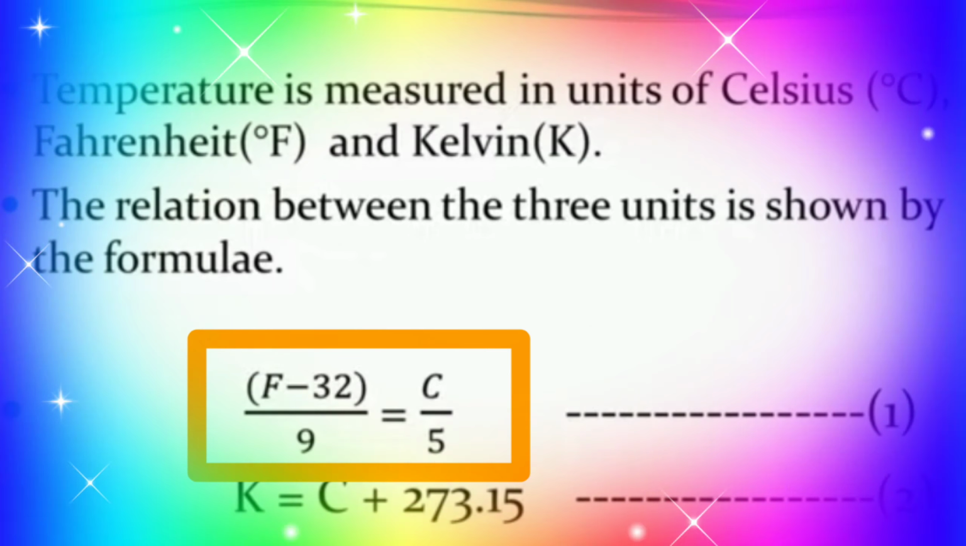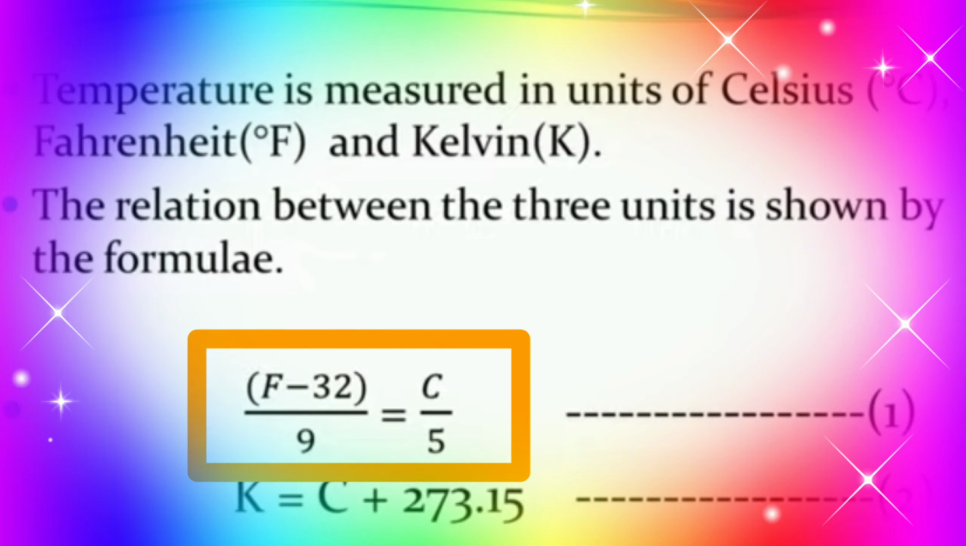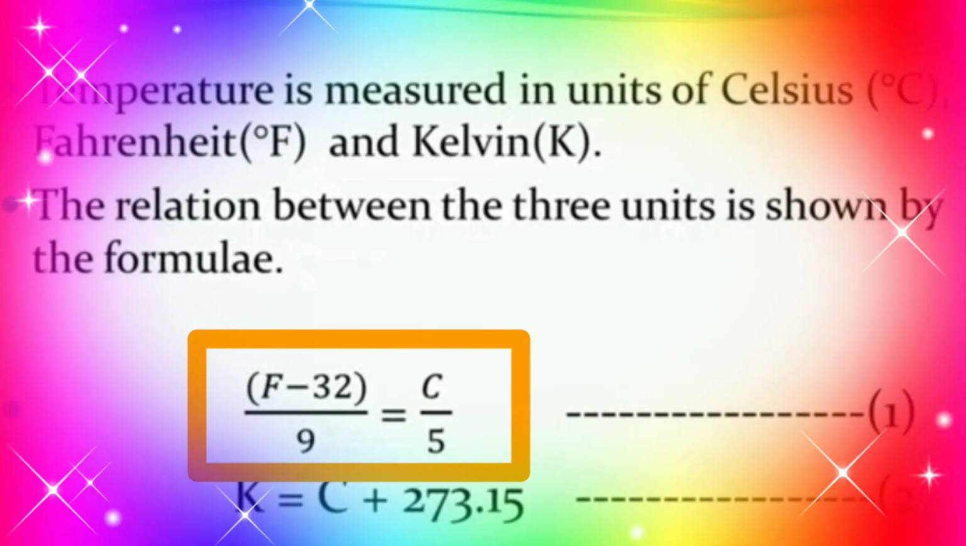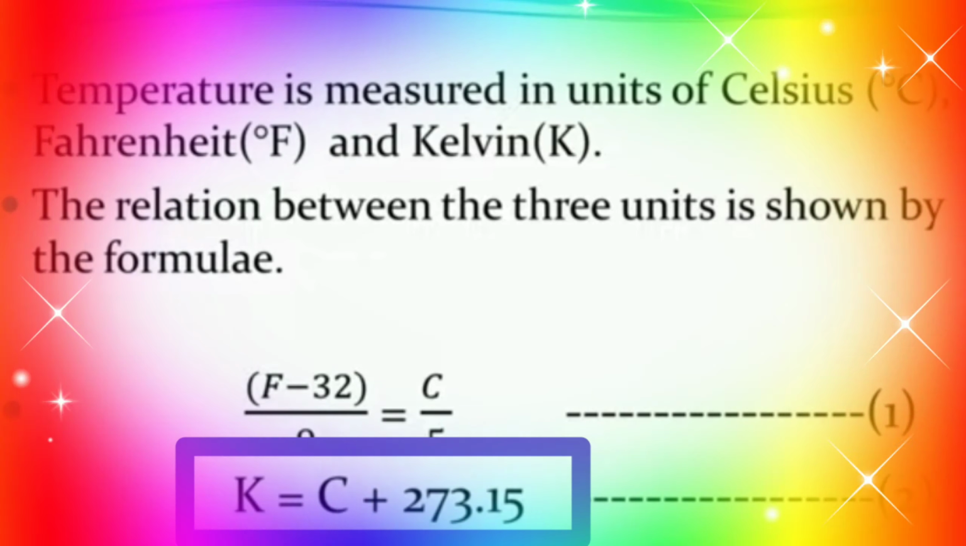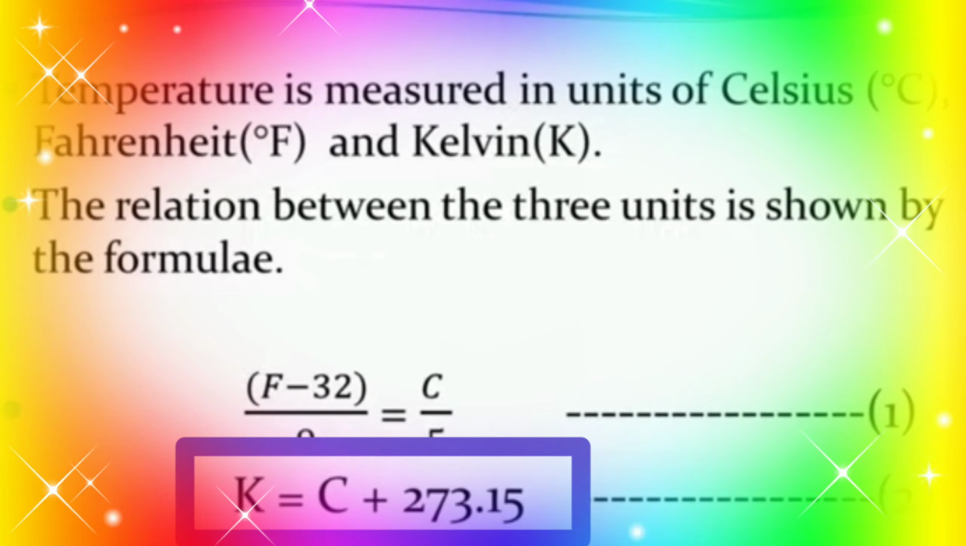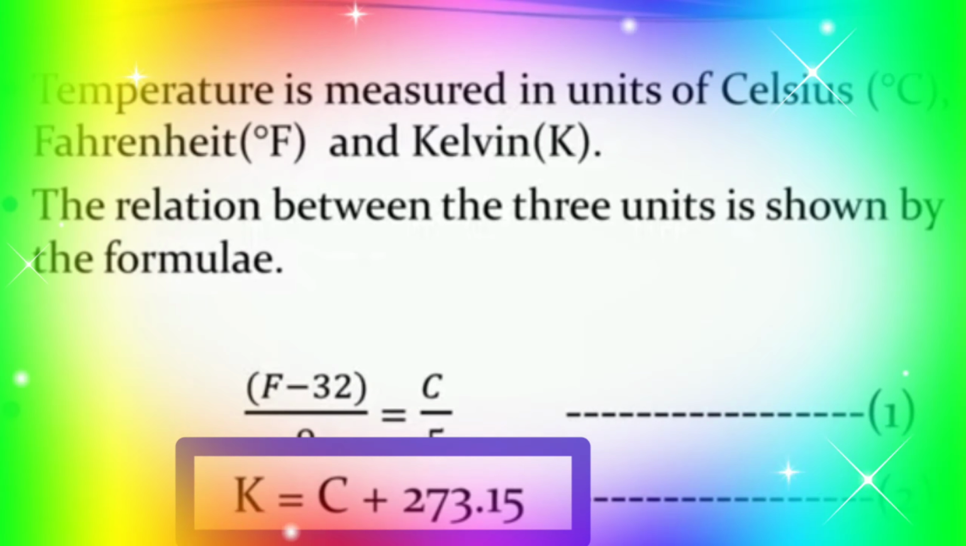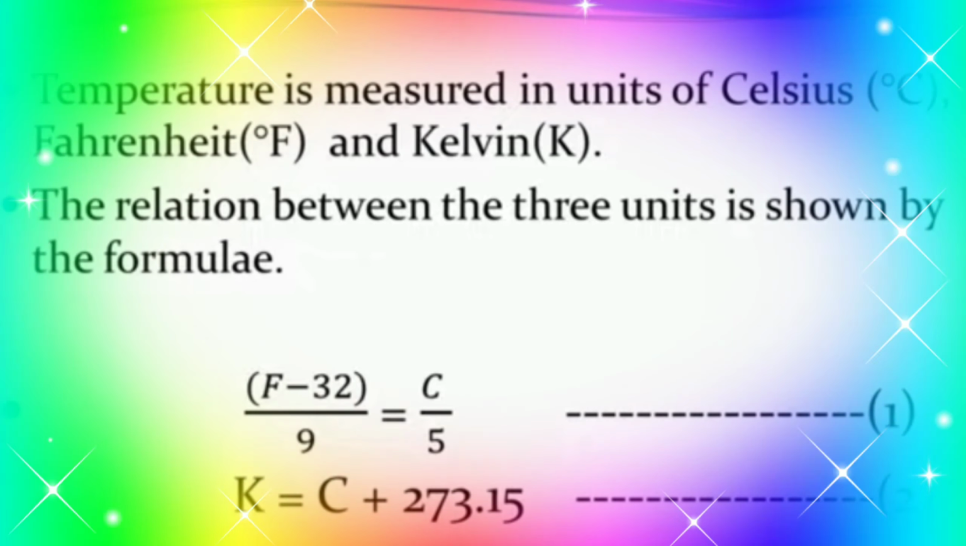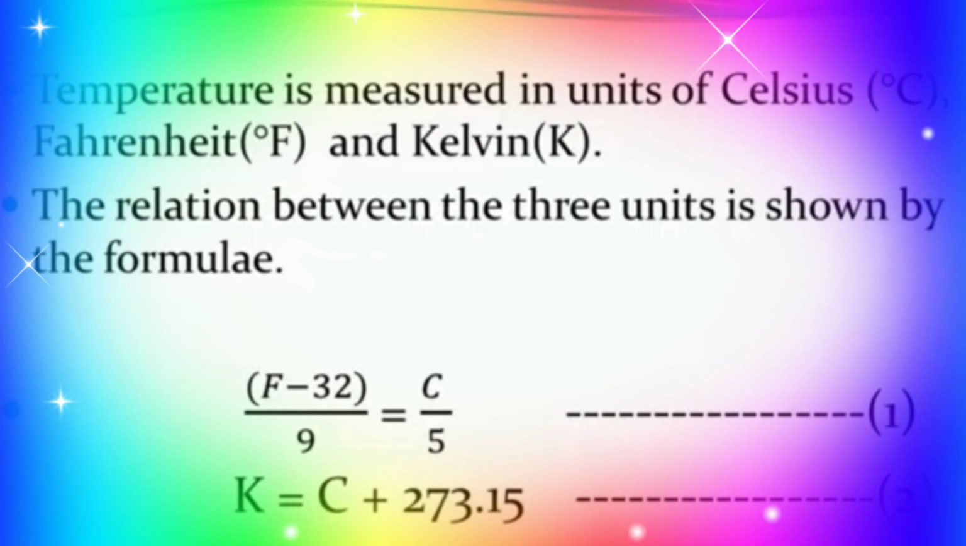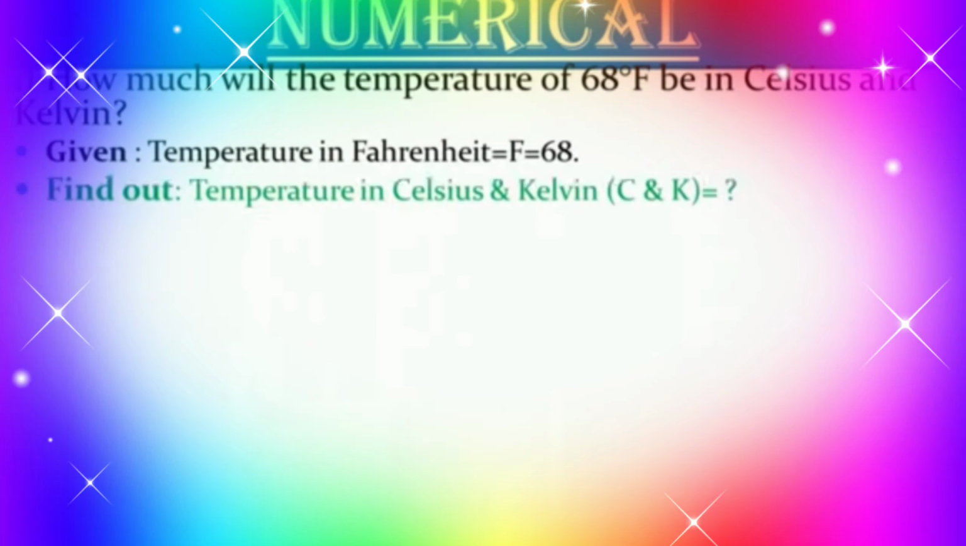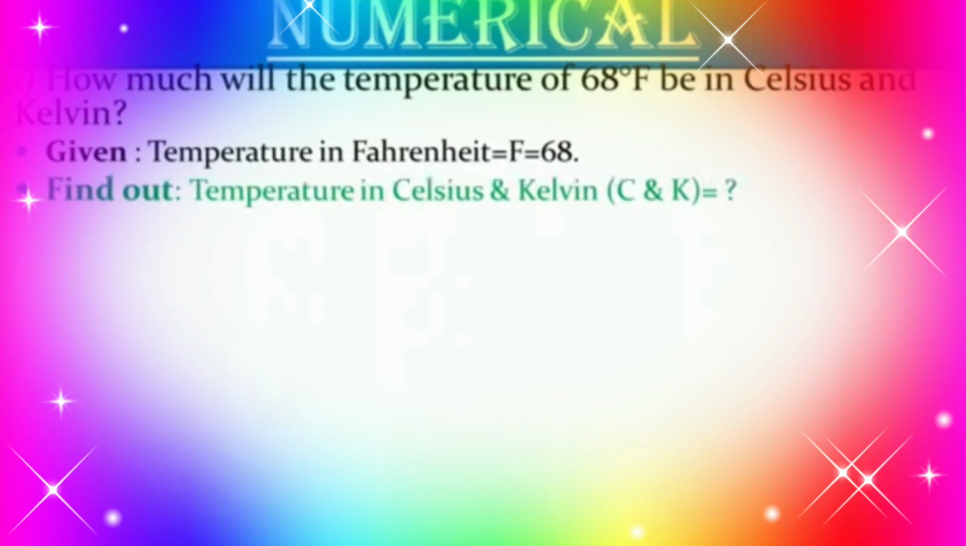F minus 32 upon 9 is equal to C upon 5. This is first. And second is Kelvin is equal to Celsius plus 273.15, that is 2. Some specific temperature are given in the three scales in the table. Let us see the solved example.